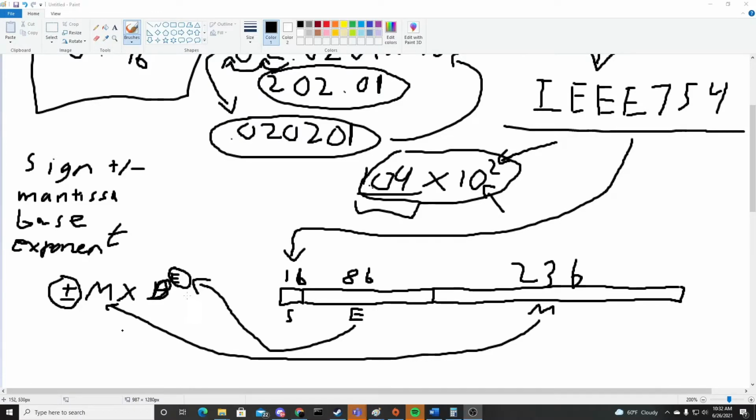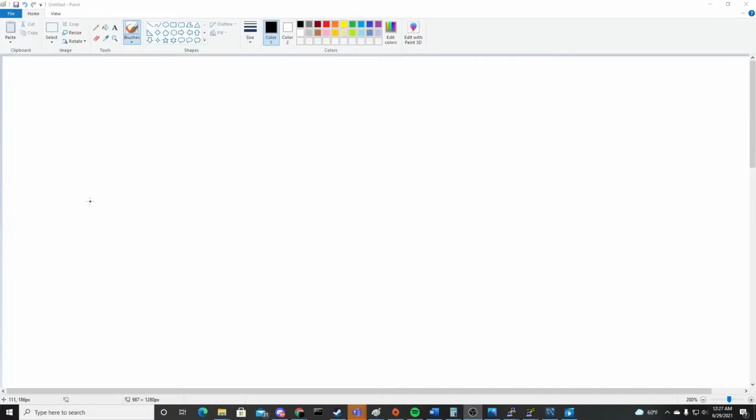Just to make this clear, I'll also make sure to draw our sign bit over to what we're talking about. And so essentially, this is how a number is represented in binary via the IEEE 754 standard. And I shouldn't say number; I should say floating point number specifically. Just a couple things I want to talk about regarding the mantissa portion.